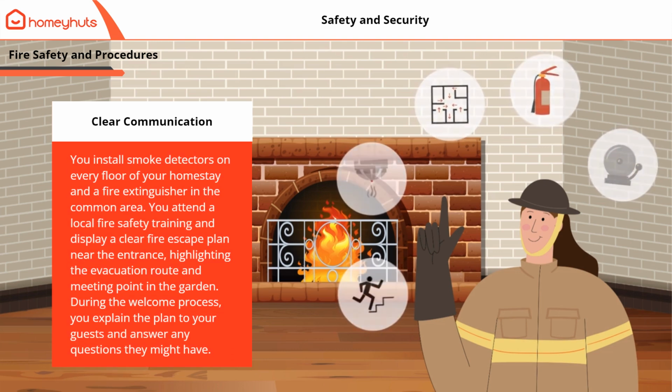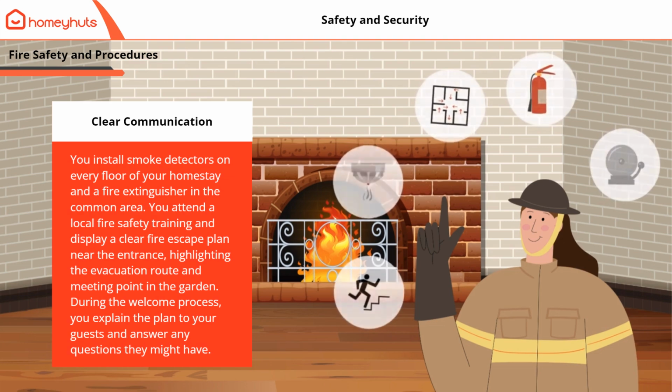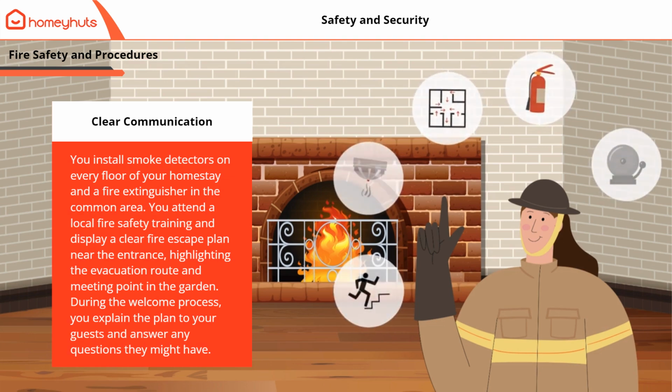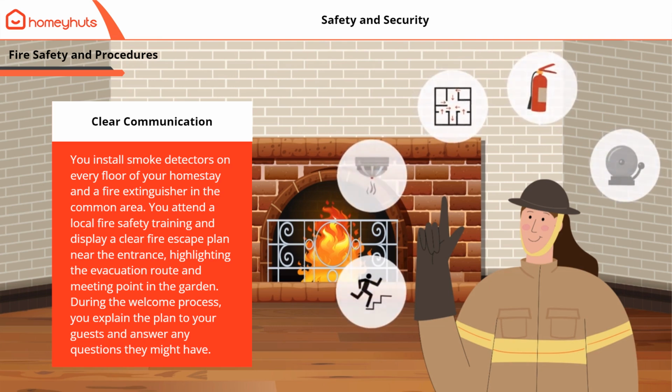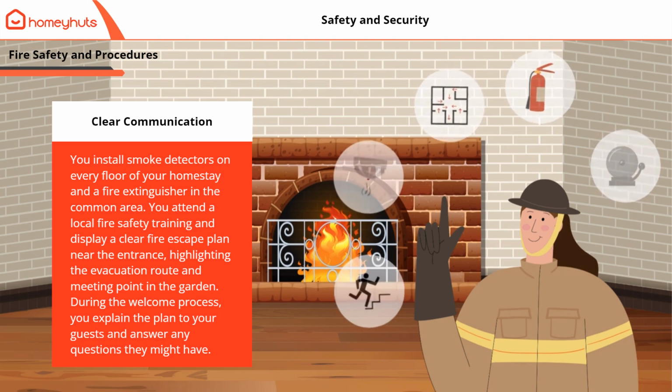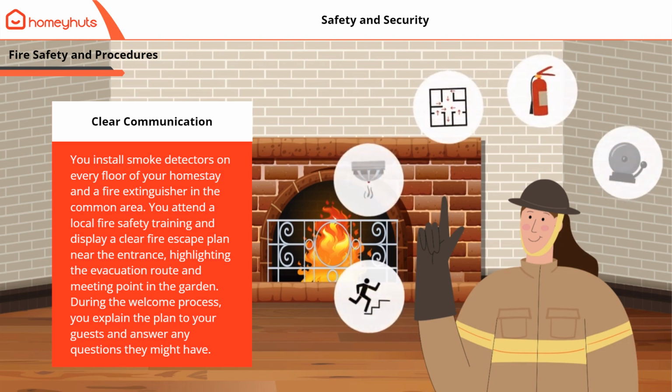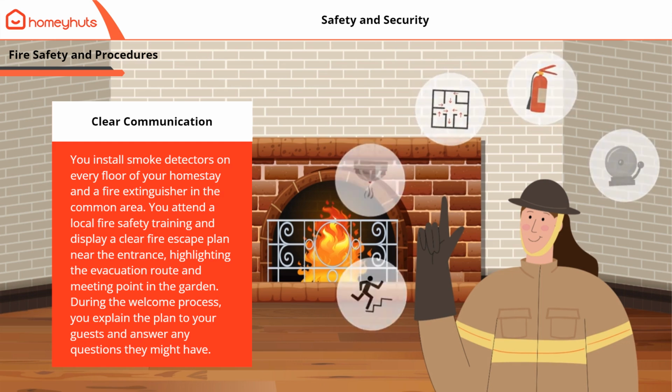You install smoke detectors on every floor of your homestay and a fire extinguisher in the common area. You attend a local fire safety training and display a clear fire escape plan near the entrance, highlighting the evacuation route and meeting point in the garden. During the welcome process, you explain the plan to your guests and answer any questions they might have.